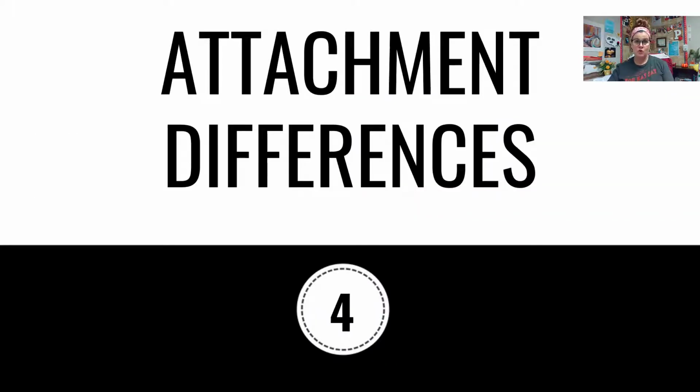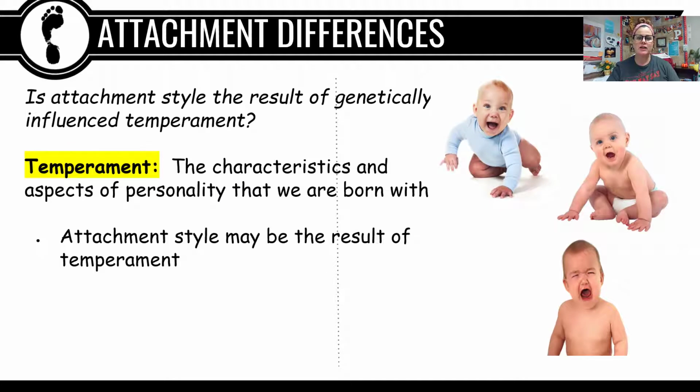So now we are going to continue looking at attachment, but we're going to look at attachment differences. And so the question is attachment style the result of genetically influenced temperament? And so the word temperament is similar to like your personality. It's the aspect of your personality that you are born with. It's kind of your mood and the way that you react to certain situations. It's how you learn whether you can self-regulate if things aren't going your way. What can you do to calm yourself down or make your case known?